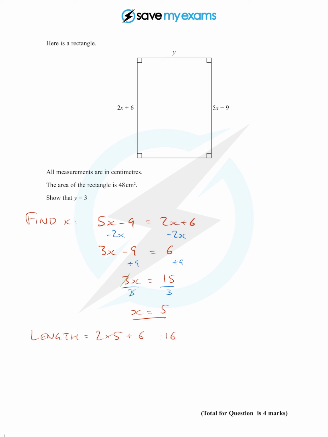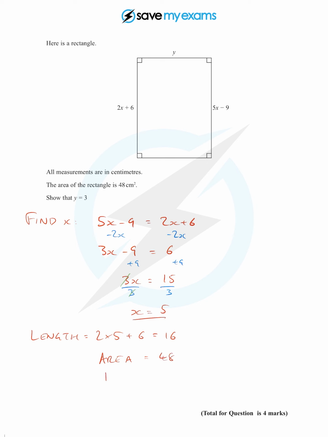Don't know why I've got a plus there. Let's try an equals. So that's equal to 16. We could just check that on the other side. 5 times 5 is 25, minus 9 is also 16. So that does work. Now we're told that the area is 48.